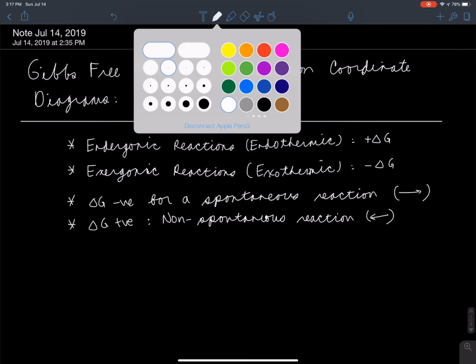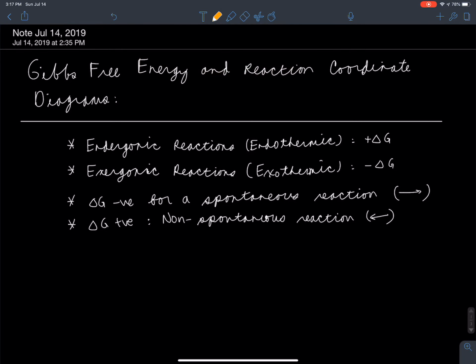And what do these arrows tell you? Hopefully right off the bat you can understand that a negative delta G is going to favor product formation, and a backwards arrow is going to favor the reactant direction. So whenever you get an endergonic overall reaction, you know that the way you draw your coordinate diagram has to favor your reactants.